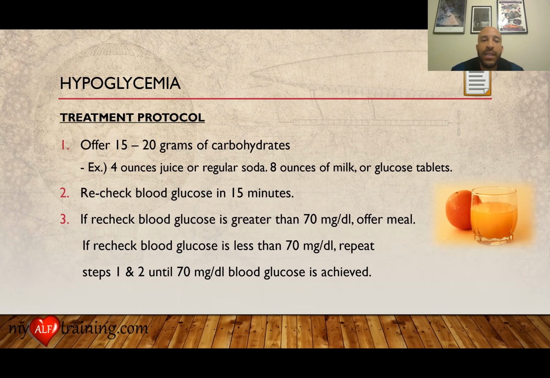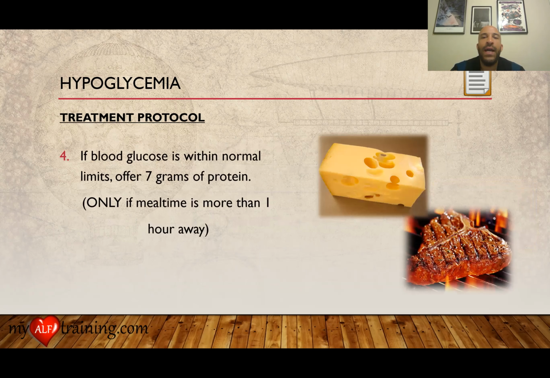But if we recheck their blood sugar and it's less than 70, say it's 65, so it went up from 60 to 65, then we repeat steps 1 and 2. So we give them another 15 to 20 grams of carbohydrates, and we recheck their blood sugar in another 15 minutes until the desired glucose level of 70 is achieved. Now, why is 70 the desired level? Because anything less than 70 is hypoglycemic.